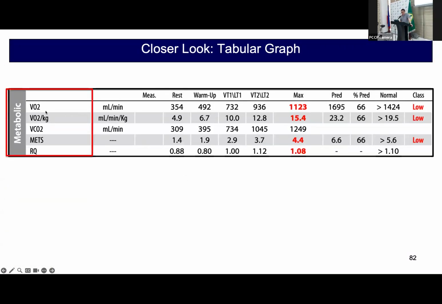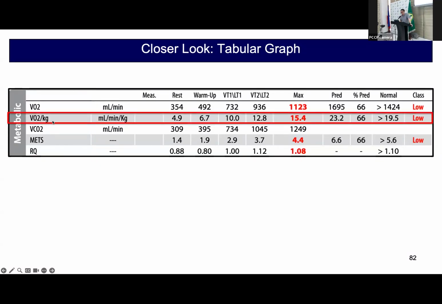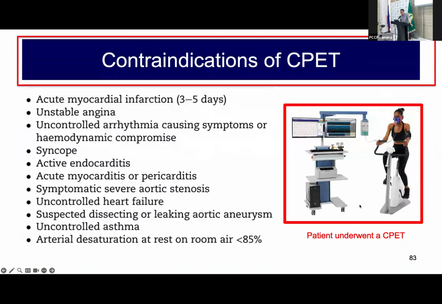Okay. So you have your metabolic parameters here. Let's take, for example, your VO2 over kilogram. And notice there's several measurements at rest, at warm-up, at anaerobic threshold, at peak exercise. What is expected of the VO2 for the subject is 23. You only produce 15. And that 15 is 66% of the 23. The normal should be more than 19. So the computer software flags it as a low VO2 over kilogram. Okay. Contraindications. There are no contraindications in our patient.